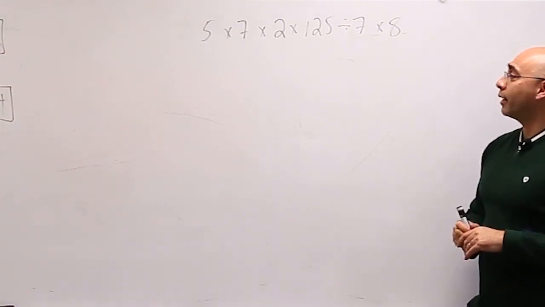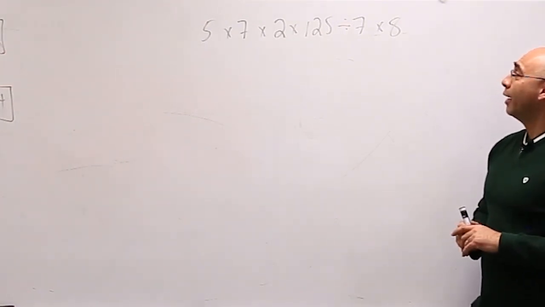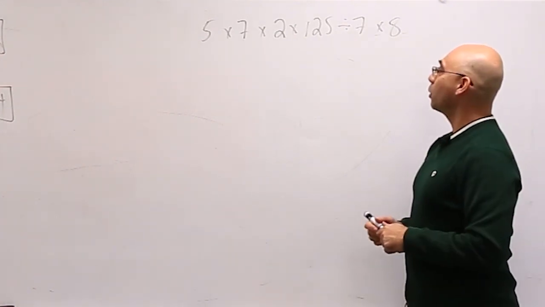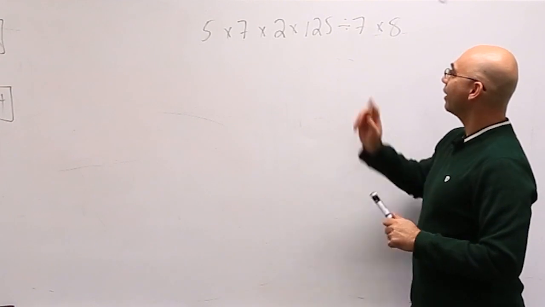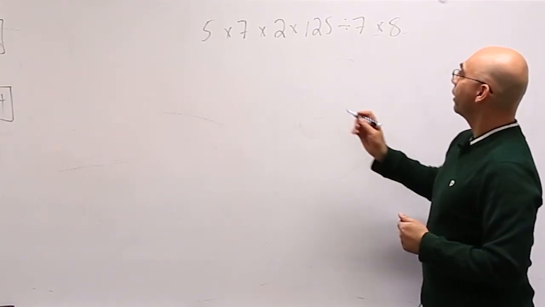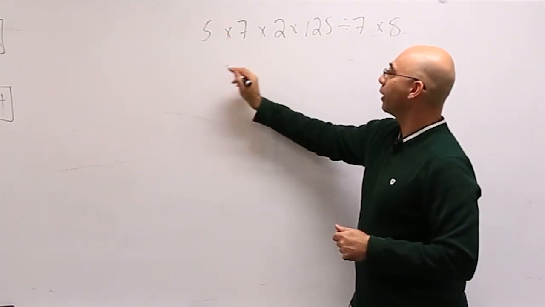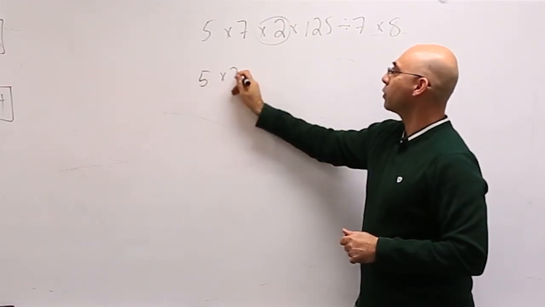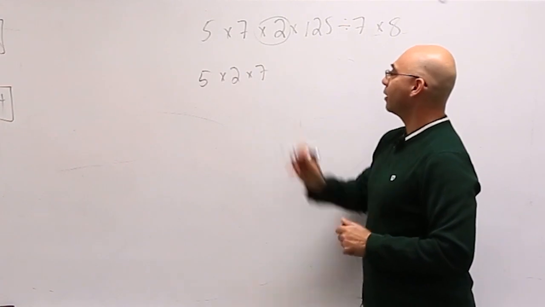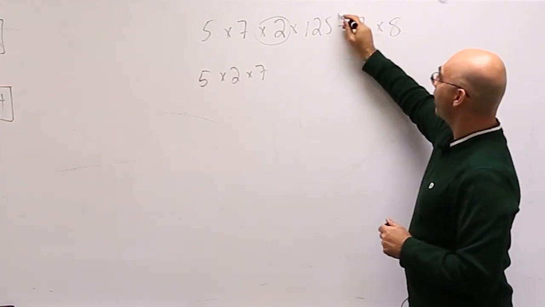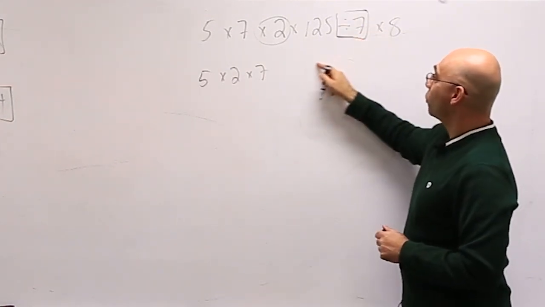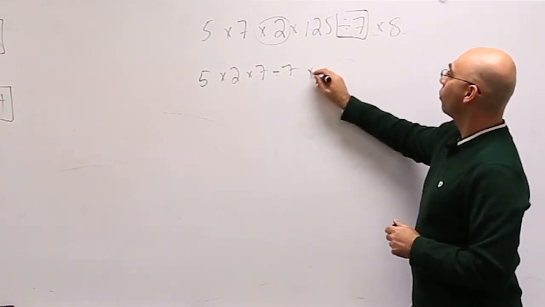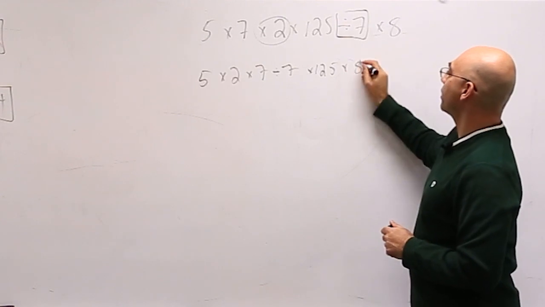But what I could do instead, I can look at this and group these. Well, to group them, I'll just commute them around and then group them. And I look and I see that right here, I know 5 times 2. I'll move this times 2 over to make it 5 times 2 times 7. I'm going to see this divided by 7. Now I'm going to move that over here to make that divided by 7. And I'm left with 125 times 8.